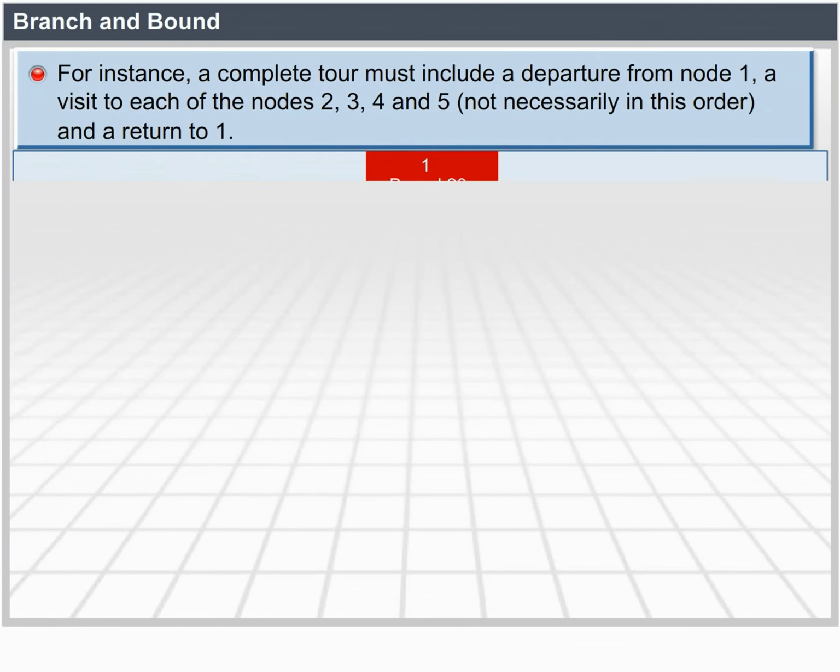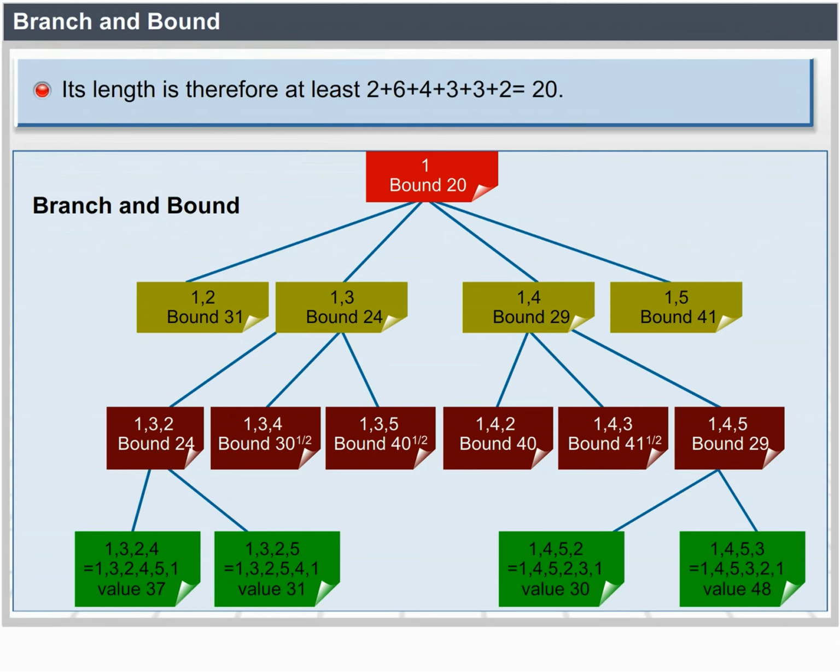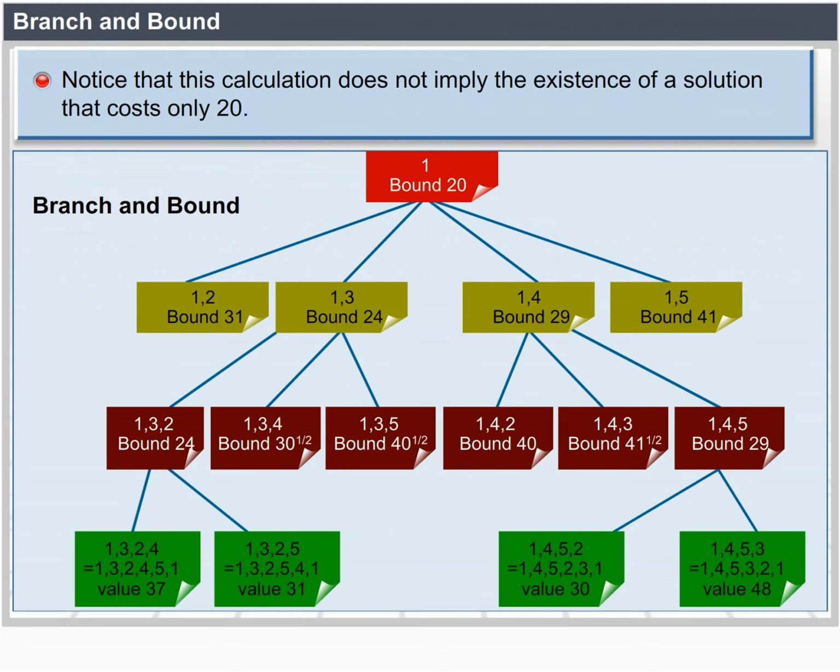For instance, a complete tour must include a departure from node 1, a visit to each of the nodes 2, 3, 4 and 5, not necessarily in this order, and a return to 1. Its length is therefore at least 2 plus 6 plus 4 plus 3 plus 3 plus 2 equals 20. Notice that this calculation does not imply the existence of a solution that costs only 20.